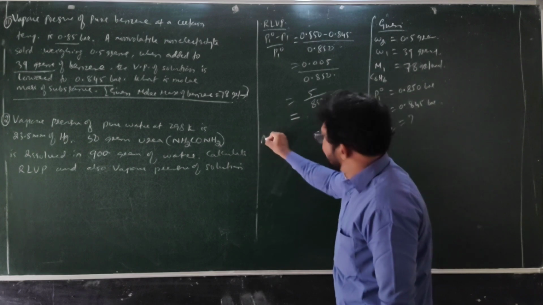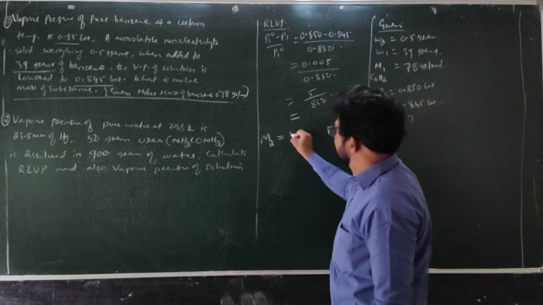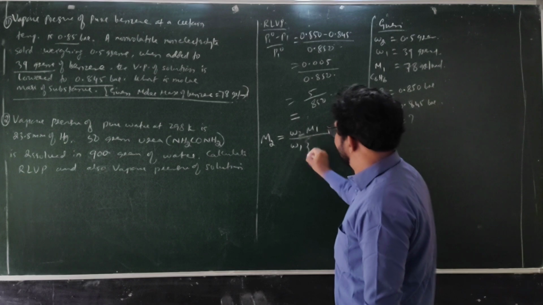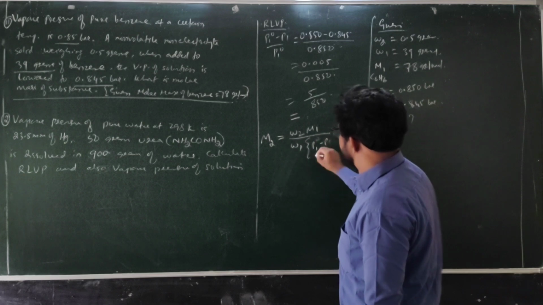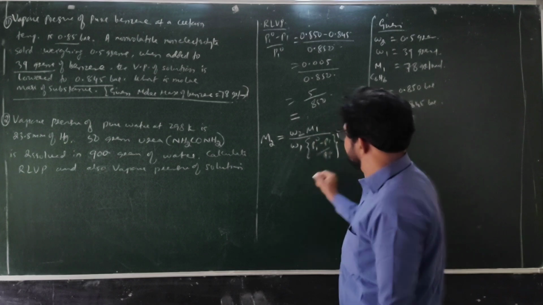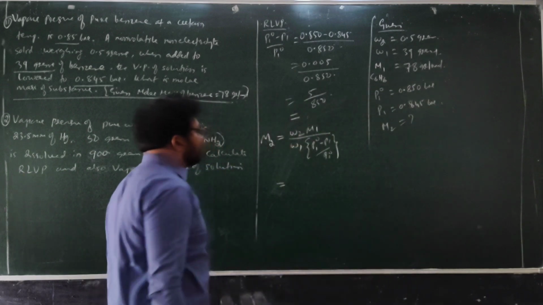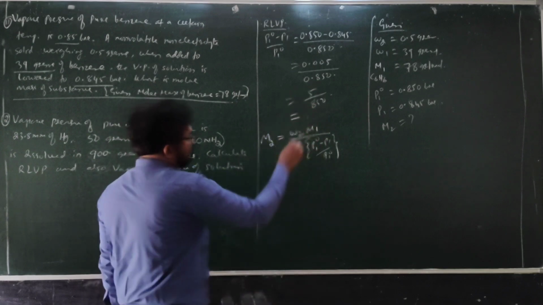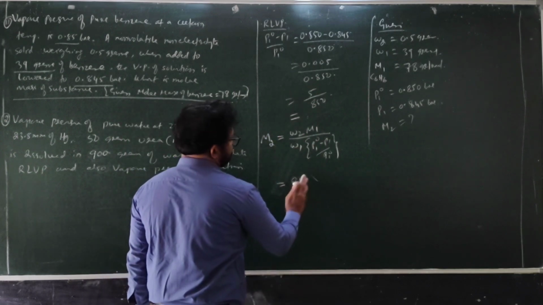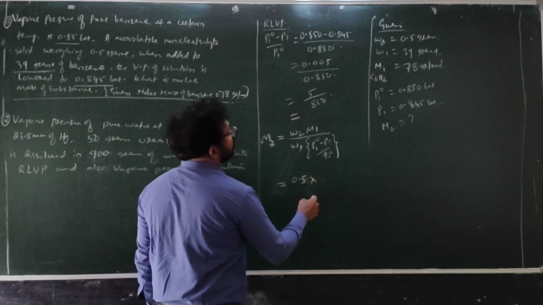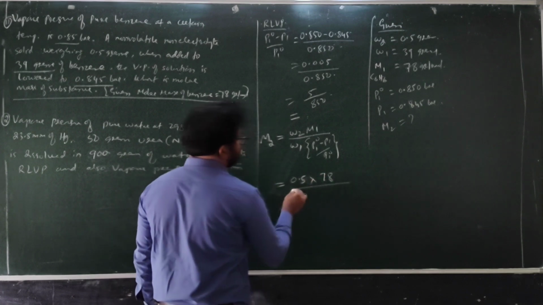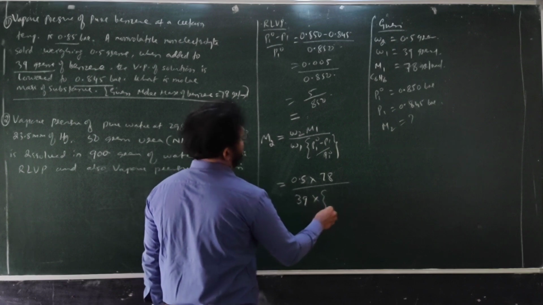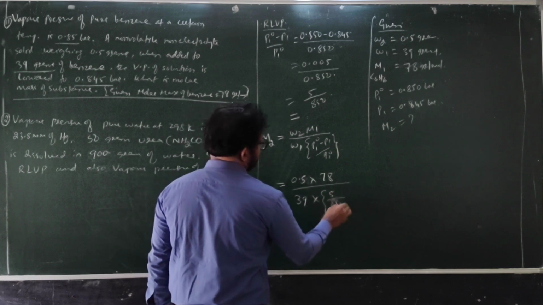Now coming to the next formula, M2 equal to W2 M1 divided by W1 into (P1 naught minus P1) by P1 naught. Now you have the same value. Directly you can substitute. Once and for all we will cancel. W2 is 0.5 into M1 78 divided by W1 39 into this, I will write 5 by 850. Agree?